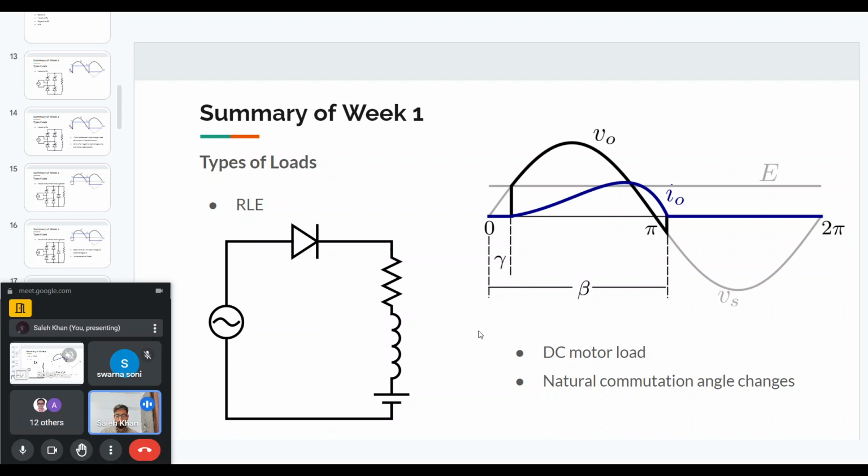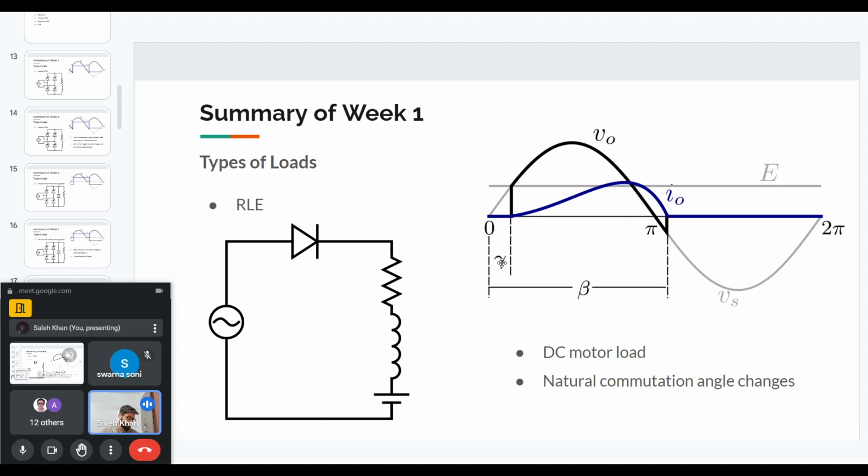Another important point is that because of this E voltage, the natural commutation angle changes. Before, if we did not have this E voltage, naturally the diode would be forward biased when the angle was zero. But because of this E voltage, the angle of natural commutation becomes what I've shown as gamma here.